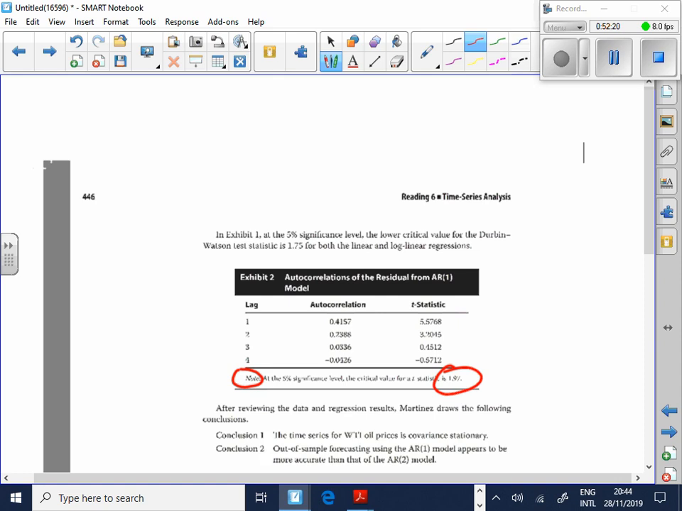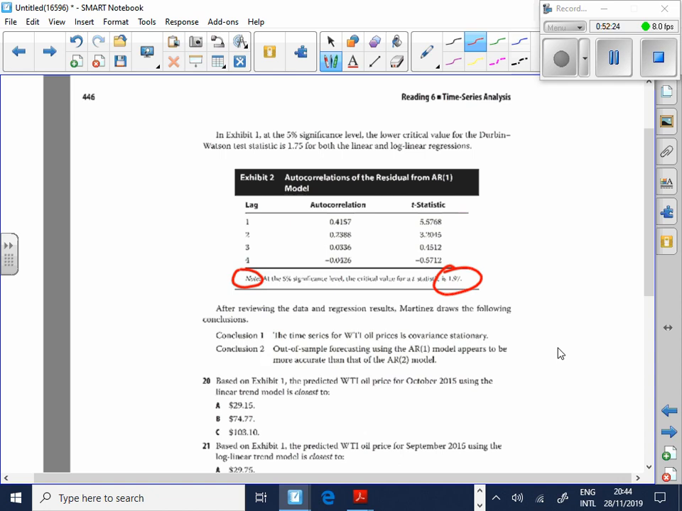If we move down, after reviewing the data and regression results, Martinez draws the following conclusions. Conclusion 1. The time series for WTI oil prices is covariance stationary. No, they said it wasn't. Because they said that the mean and the variance are not constant over time. Therefore, it is not covariance stationary. And you just pray that they give you that one because it's a free mark for guys like you. Am I right? Okay, number 2.